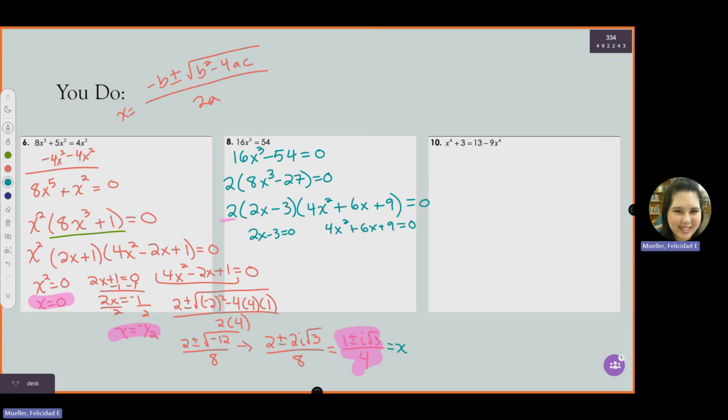We're going to go ahead and solve for x. Add 3. 2x equals 3. Divide by 2. X equals 3/2.